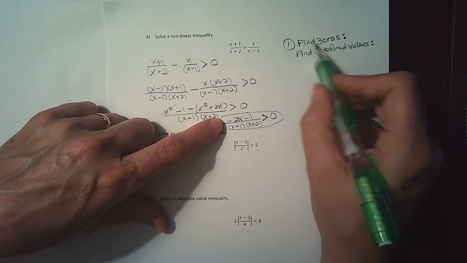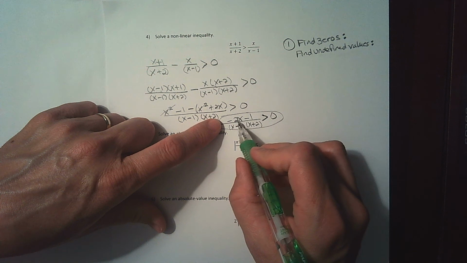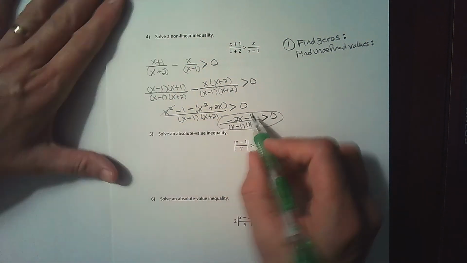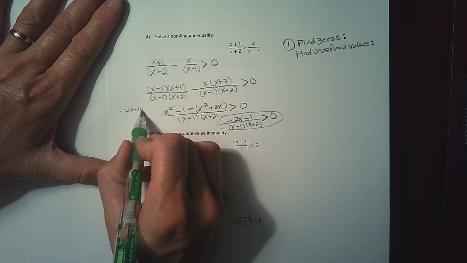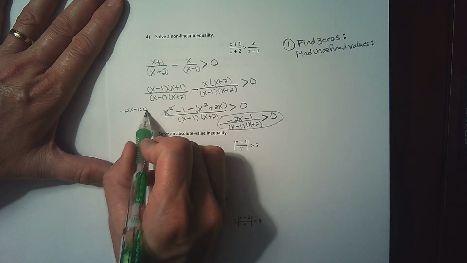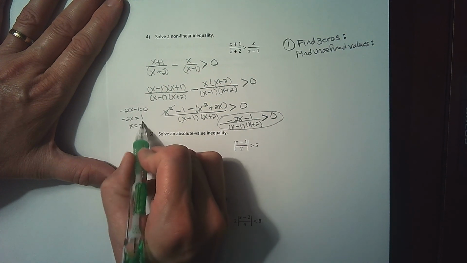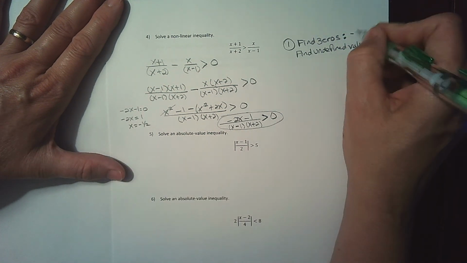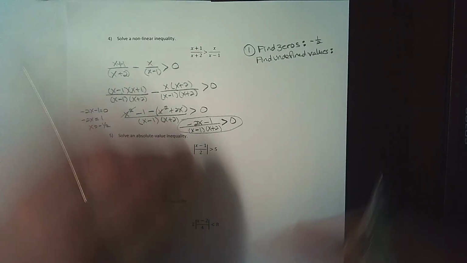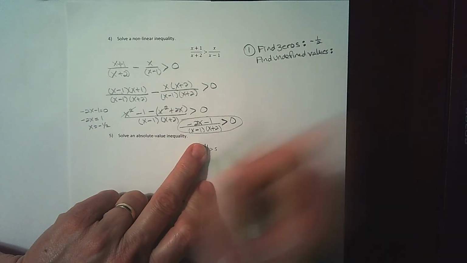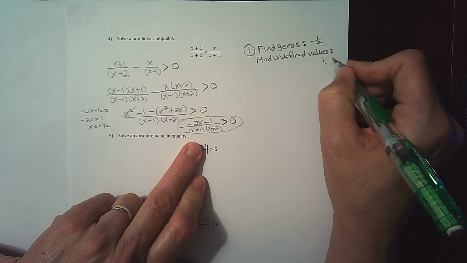All right, let's start with the 0 itself. What's going to make a fractional value equal to 0 is when the numerator is 0. So I'm going to work off to the side here since I don't have a lot of space. Negative 2x minus 1 equals 0. I'll add 1 to each side. Divide by negative 2. So negative a half is my true 0. The values that are going to make the expression undefined are going to be positive 1 and negative 2.